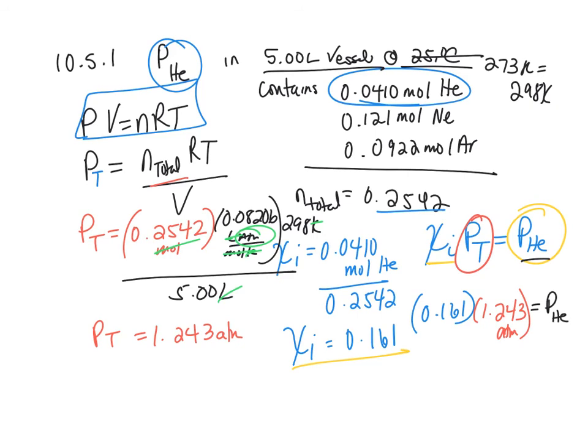And so when you multiply that, let's see, 0.161 times 1.243, I get the partial pressure of helium is 0.200 atmospheres. And when I look to see what I have as options, I have 0.201 atmospheres. So that must be my rounding, and E is your answer.